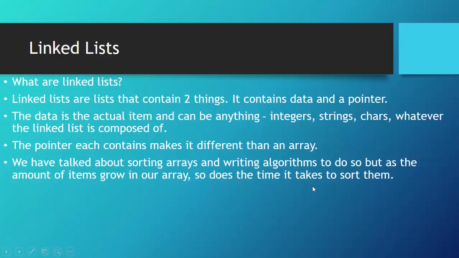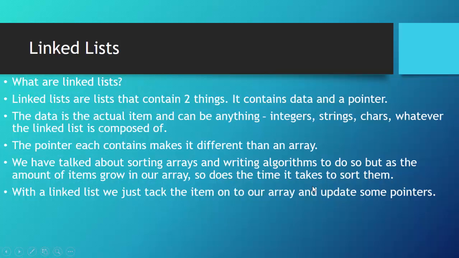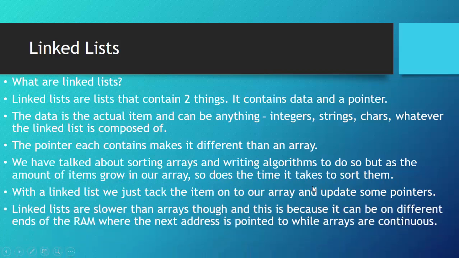Now, we've talked about sorting arrays, and we've written algorithms to do so, but as the amount of items grow in our array, so does the amount of time it takes to sort them. With a linked list, we just tack the item right onto the end of our array, we update some pointers, and we're good to go. We don't need to resort all the items, which could take a long time. Now, linked lists are slower than arrays, though, and this is because it can be on different ends of the RAM where the next address is pointed to, while arrays are continuous. So there are some benefits and drawbacks, just like anything.